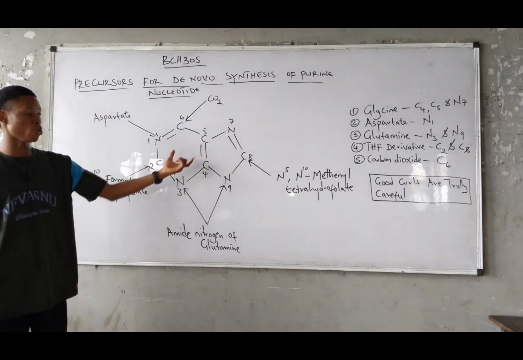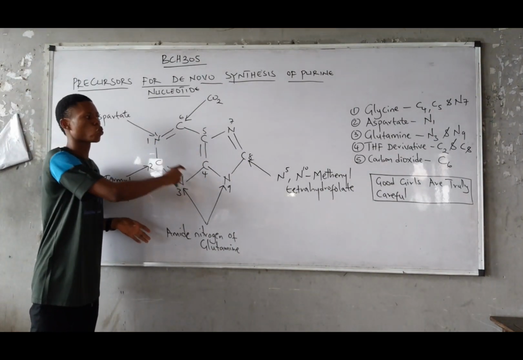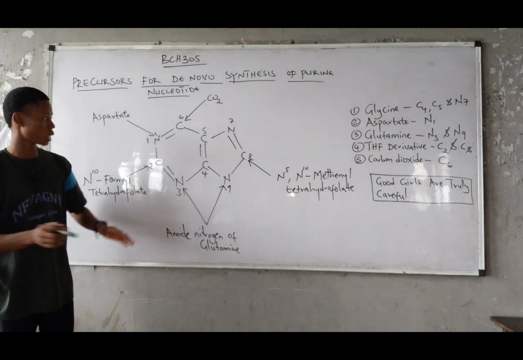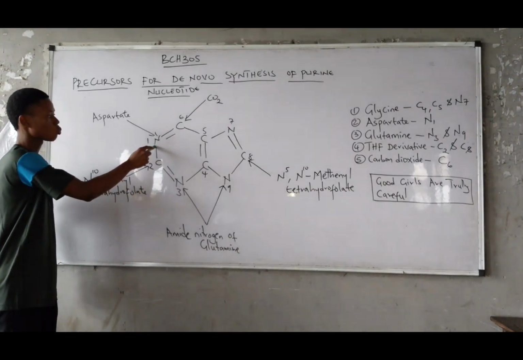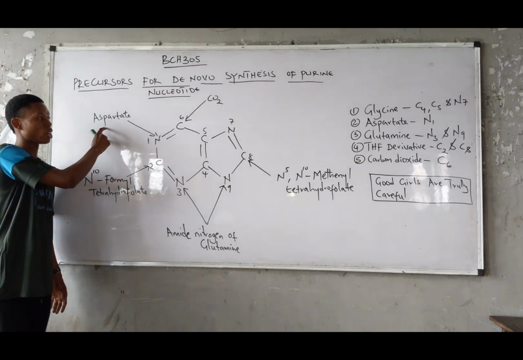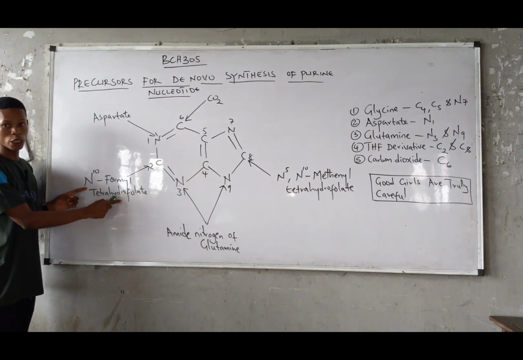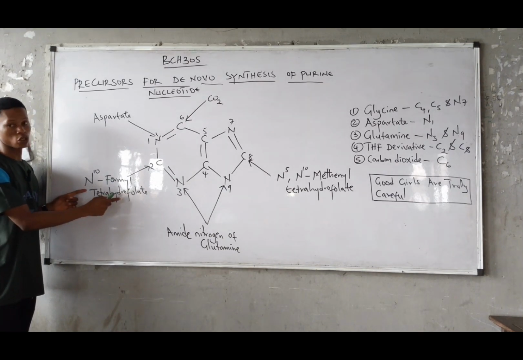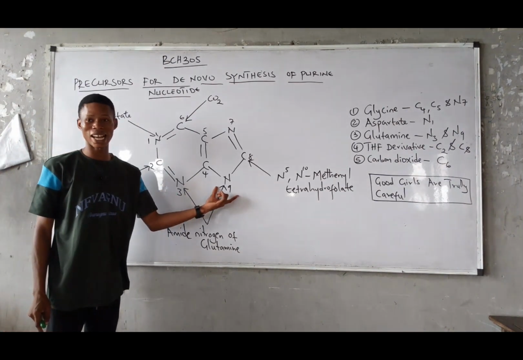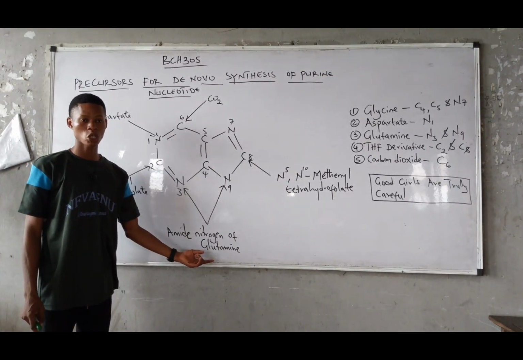Now, this is our purine base, right? Now, this carbon, nitrogen, and all these things, where do we get them from? We already know how to number this. Now, our nitrogen 1 is provided by what? Aspartate. Aspartate is an amino acid. So, aspartate provides nitrogen 1. Carbon 2, N10 formyl tetrahydrofolate. N10 formyl tetrahydrofolate provides carbon 2. Nitrogen 3 and nitrogen 9 are provided by what? The amide nitrogen of what? Glutamine. So it's gotten from glutamine.